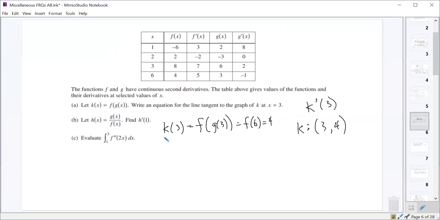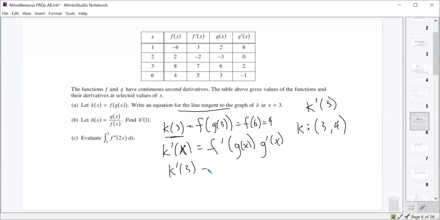I don't have the slope yet, because right now we're just looking for k of 3. We're trying to write the equation of the tangent line, so we need both k prime of 3 and k of 3. We need the point, and we need the slope. So I was finding the point, k of 3, first. Then for k prime of 3, we'll need k prime of x. And what is k prime of x? That's a composition, right? So it should be f prime of g times g prime.